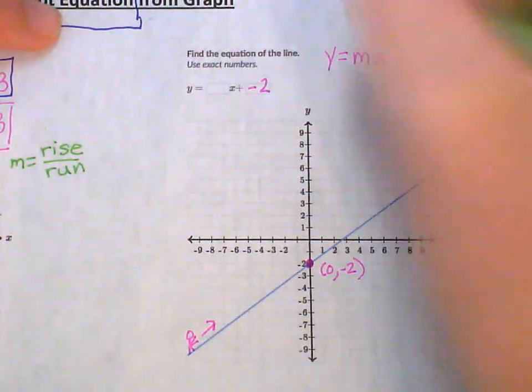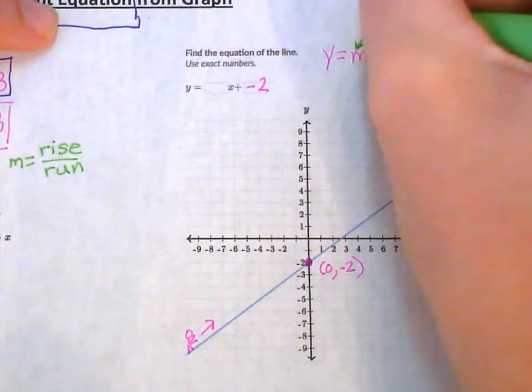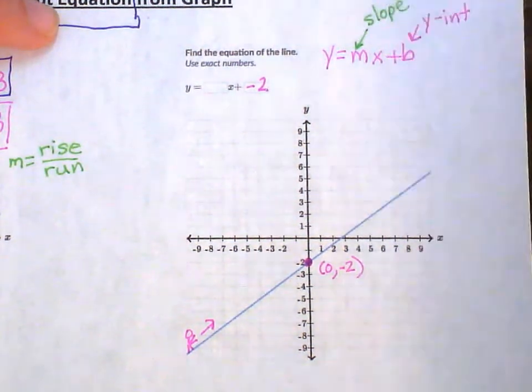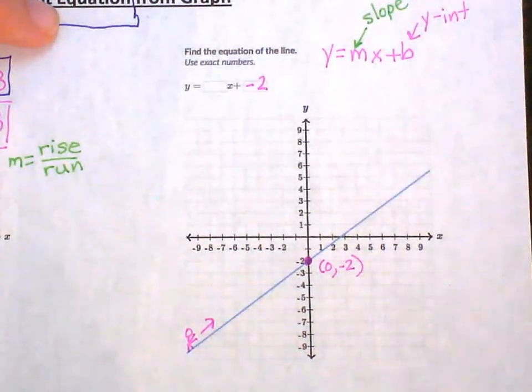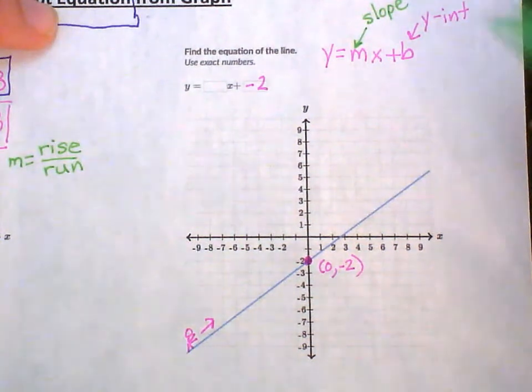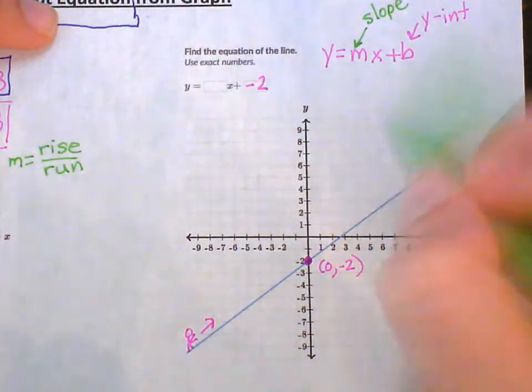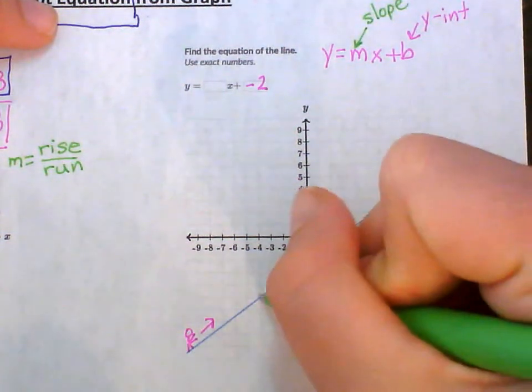Okay, and now I just need m. I need the slope. So find any other point where the line goes through the grid. Let's just say, because I usually try to look to the right, but let's just say I found this one first.